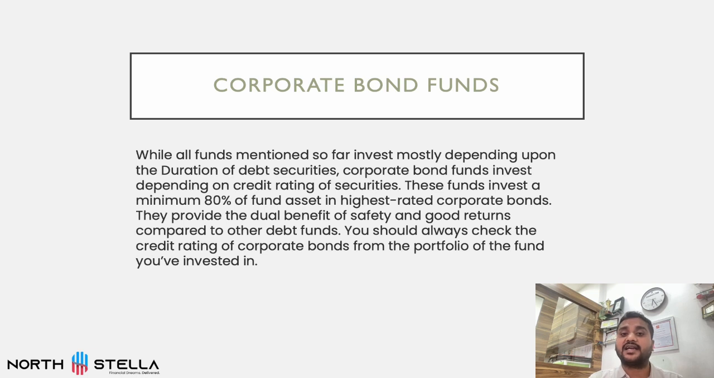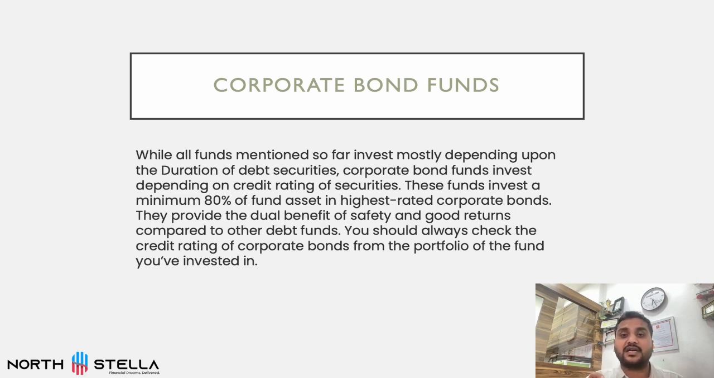Now there is another category which is a corporate bond fund. As the name suggests, the fund will invest predominantly in corporate bonds only. While all the funds mentioned so far invest depending on the duration of the debt securities which we discussed, this fund will invest based on the credit rating of the securities. So 80% of the investment will go towards AAA rated bonds, which will provide you good returns compared to any other debt fund. You should always check the credit rating of the corporate bonds in the portfolio of the fund you are invested in.